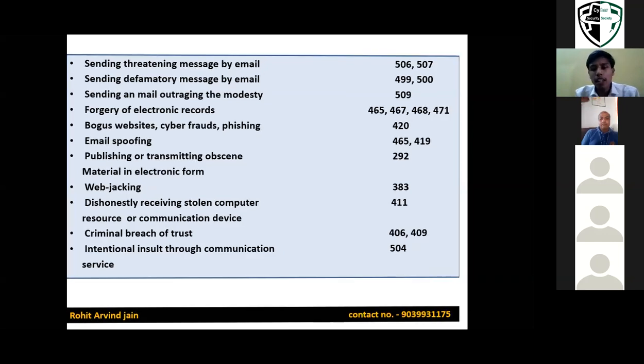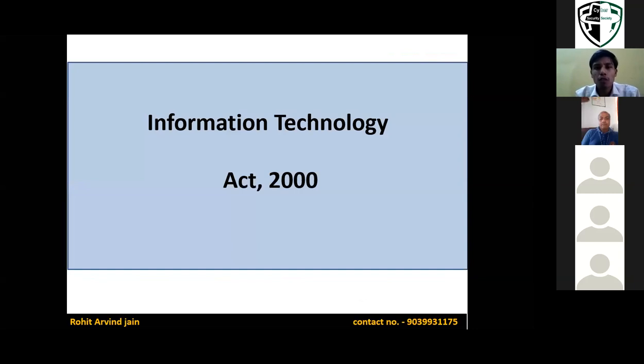Now we can discuss the crimes under the Information Technology Act. Someone is sending questions, so in the last we can take all the questions. So now, the Information Technology Act 2000.